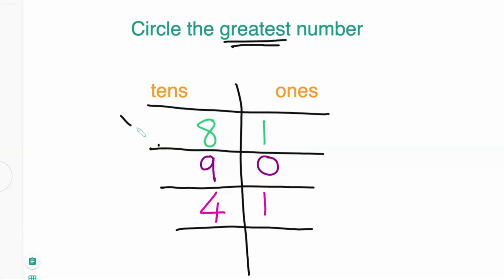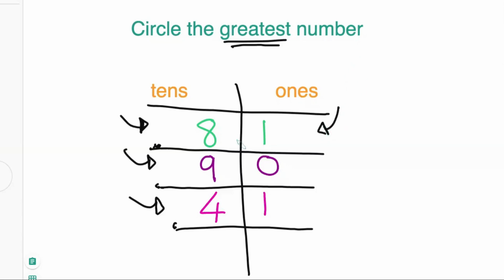So we have some numbers here. Now again, we're going to try and use our tens and ones to identify which number is the largest or the greatest. If you can do that just by looking at your tens as identified in this column here, fantastic. If not, you can also jot them down and draw some pictures like I am. Here we go.